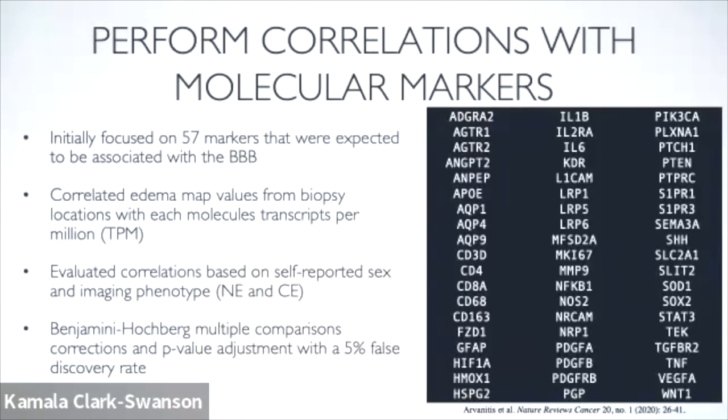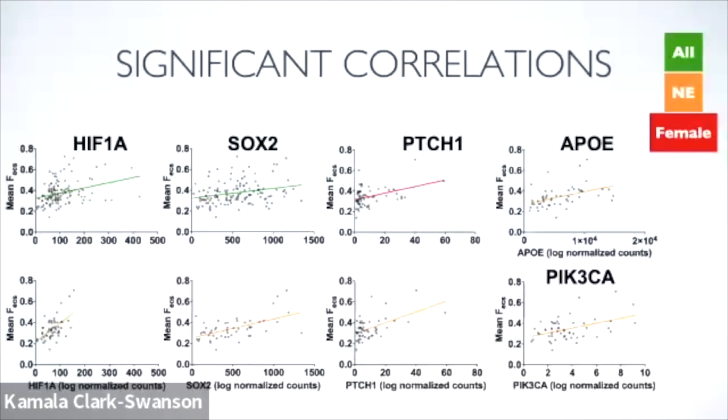And for our correlations, we initially focused on 57 markers that were associated with the blood-brain barrier based off a review paper by Arvanitis. And we also looked at correlations based on categories such as self-reported sex, as well as the imaging phenotype of non-enhancing and contrast enhancing. And we did control for multiple comparisons. So we did see a number of correlations with this.